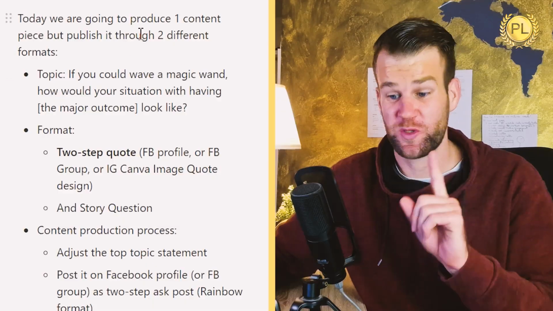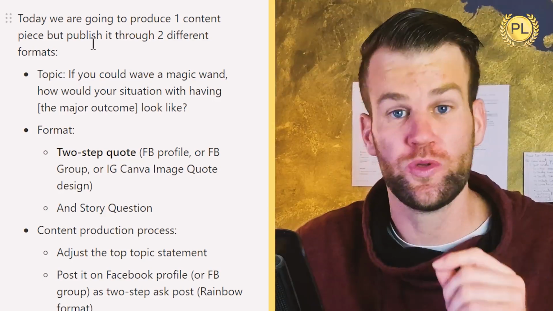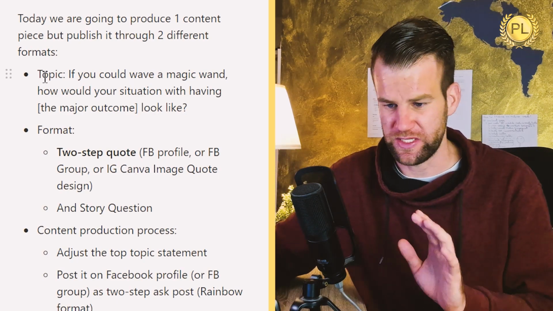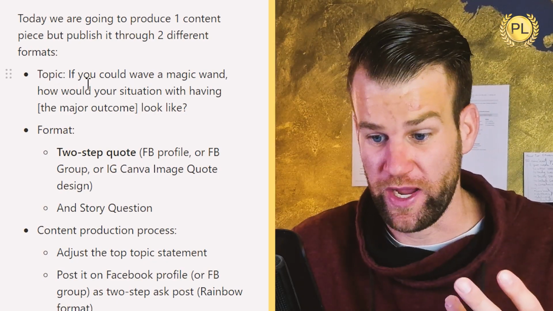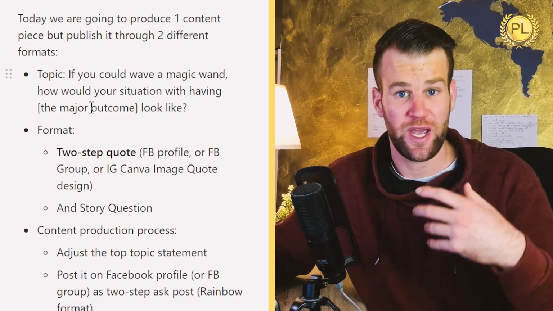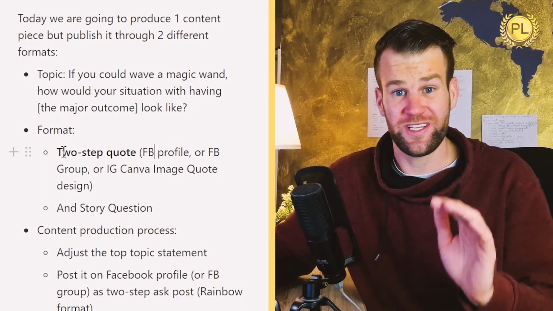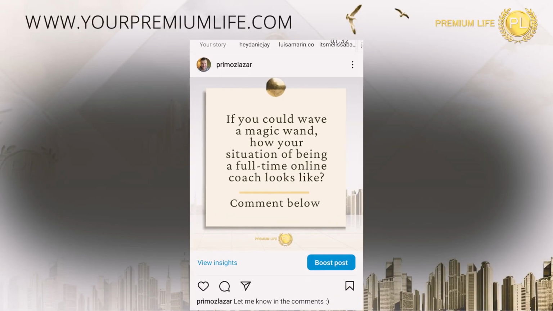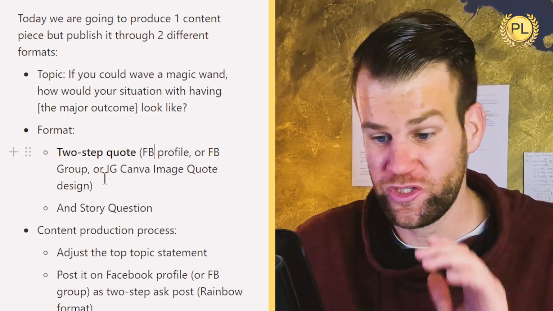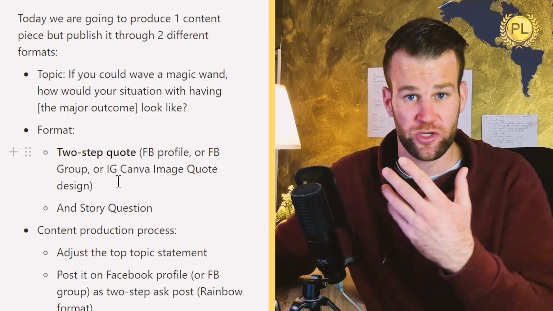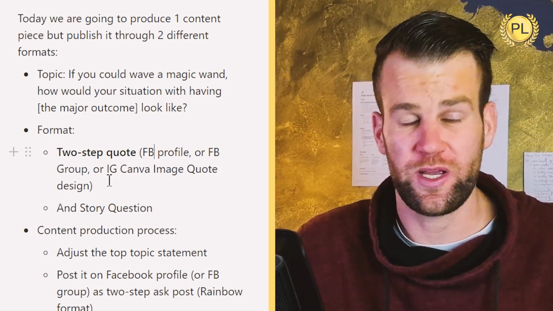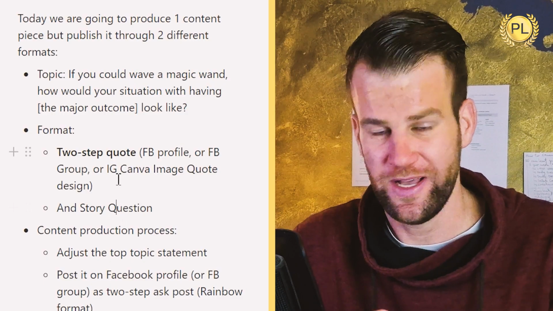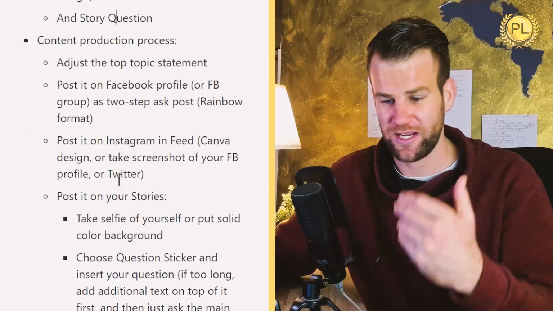Today we are going to produce one content piece, but we're gonna publish it through two different formats. Here is the topic on which we're gonna publish these content pieces. If you could wave a magic wand, how would your situation with having the major outcome look like? And the format of this engagement content piece is gonna be a two-step quote that we're gonna publish on our Facebook profile or Facebook group or IG, Canva, image, quote design. I'm gonna show you how to do this later on. And also we're gonna post it on our stories as a question, using a question sticker. So let's now see how we're gonna produce this so I can give you an example.